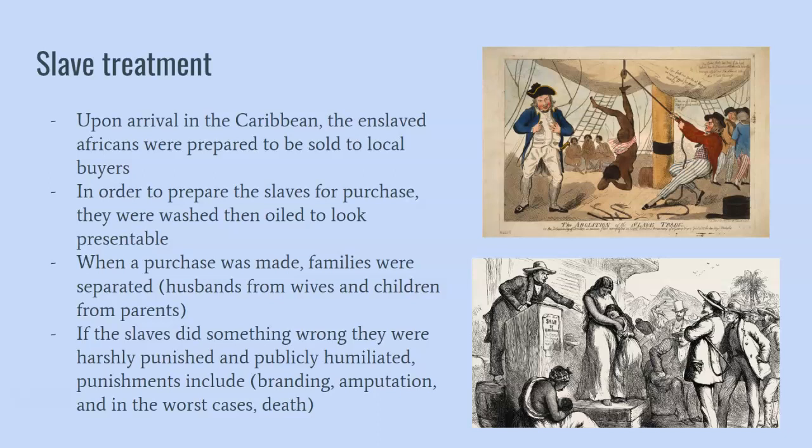If the slaves did something wrong, they were harshly punished and publicly humiliated. Punishments included branding, amputation, which is the loss of any limb, and in the worst cases, death. And in another picture to my right, this is another form of punishment known as lynching, but also known as hanging. And the slaves suffered anytime they did something wrong, even if the situation was small.